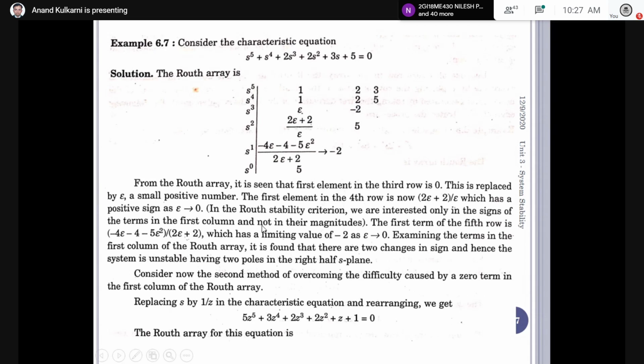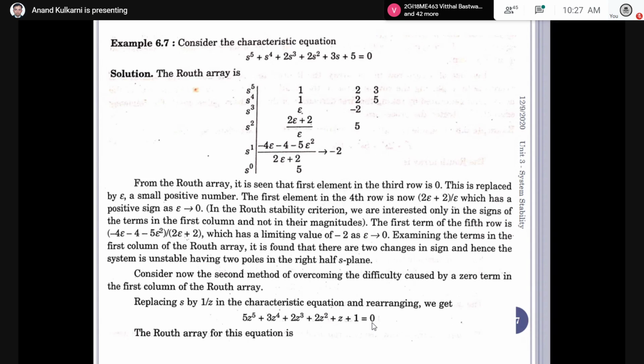What I will do is put S equal to 1 upon Z. If I put 1 upon S equal to Z in this equation, this becomes 1 upon Z5, 1 upon Z4, 2 upon Z cube, 2 upon Z square, 3 upon Z plus 5. Correct? Then you take Z5 as LCM. So the polynomial gets reversed. It becomes 5Z5, 3Z4, 2Z cube, 2Z square, 1Z and plus 1. See this. This is the equation. That means I have changed the coefficients.